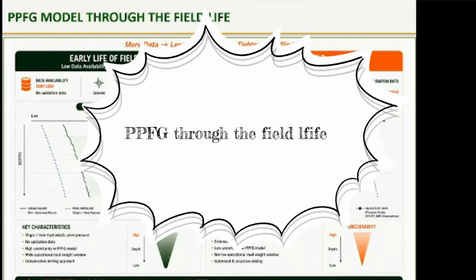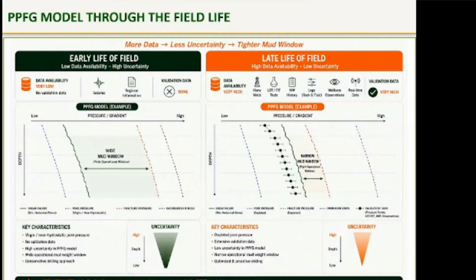So, as a conclusion for this comparison of the early life and the late life, you can see here the blue curve is the pore pressure, the green curve is the shear failure, while this one is the sand fracture gradient, and here is the overburden gradient. So you can imagine that at early life of the field, data availability is very low, validation data almost none, the available data is almost only seismic and regional data, but you are dealing with a broad mud weight window between the shear failure and the fracture gradient itself.